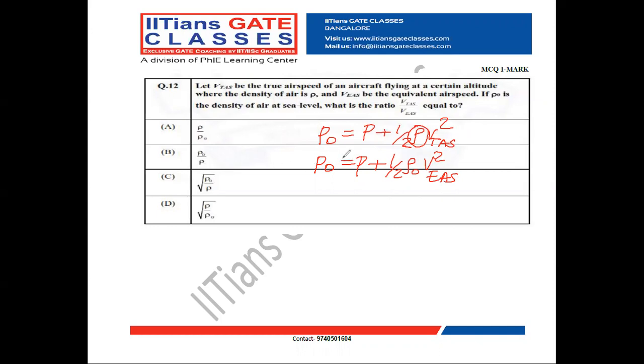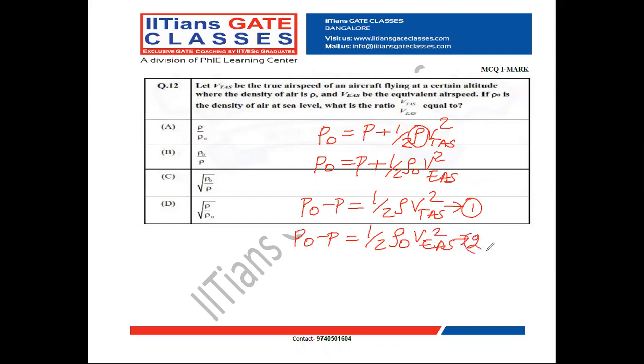Now I take the P on the other side. So it becomes P naught minus P equal to half rho V true airspeed square. This is the first equation. In the same way, the second equation: P naught minus P equal to half rho naught V equivalent airspeed square. That is my second equation.